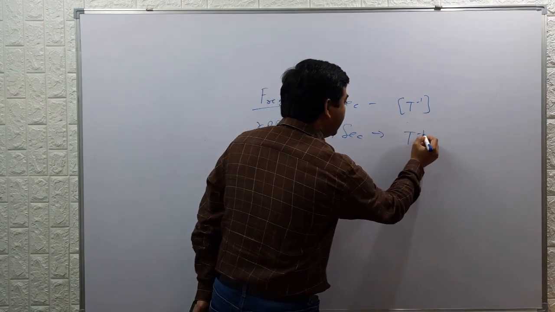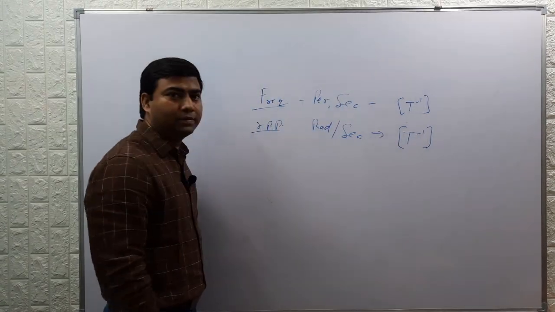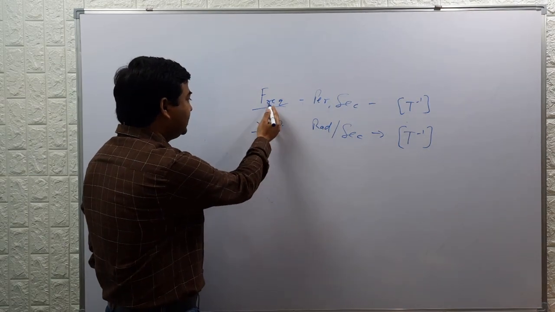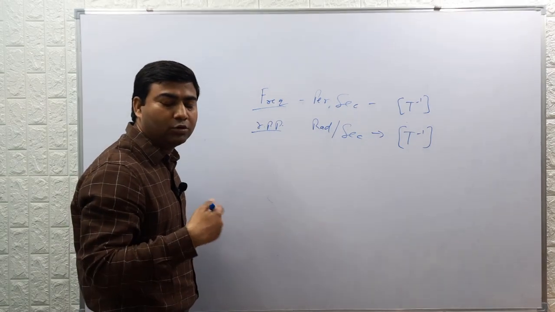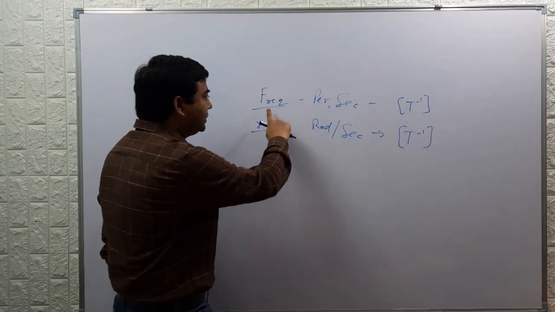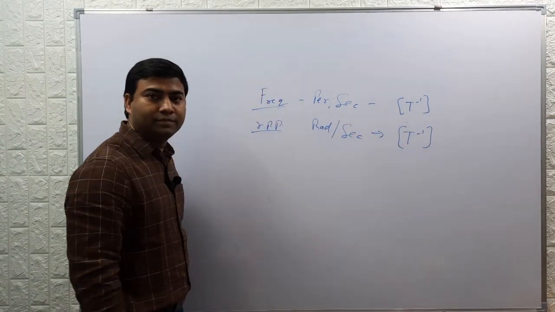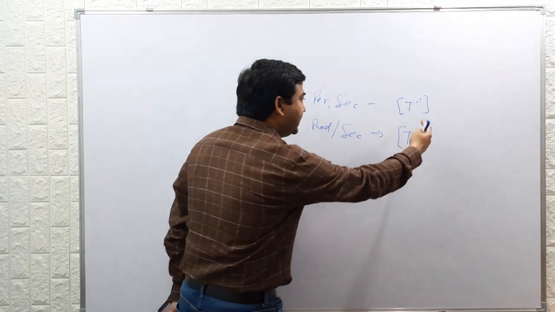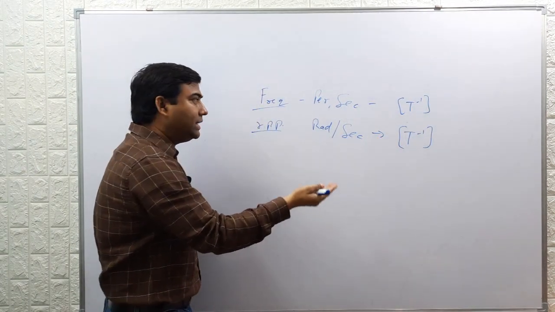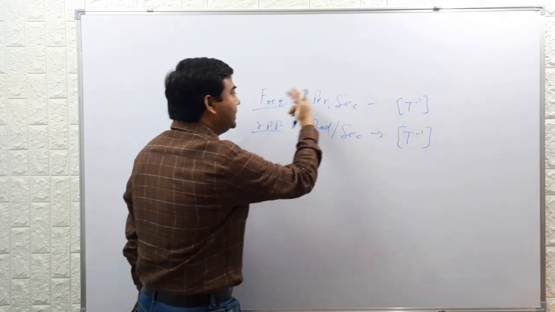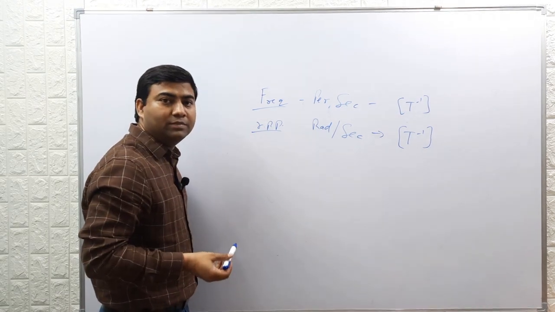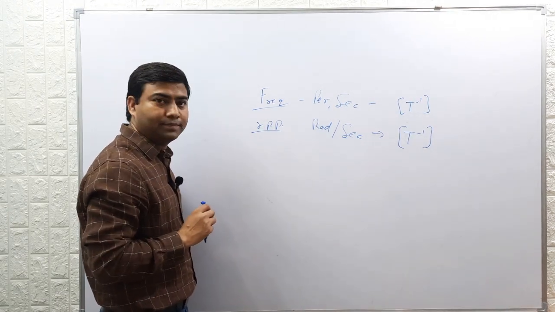Its dimensional formula is also T to the power minus 1. So we can say that for any unit, frequency and angular velocity, two different physical quantities, both have the same dimensional formula. So if the dimensional formula for any quantity is given, then you cannot predict the nature of the physical quantity, because more than one quantity may have the same dimensional formula.